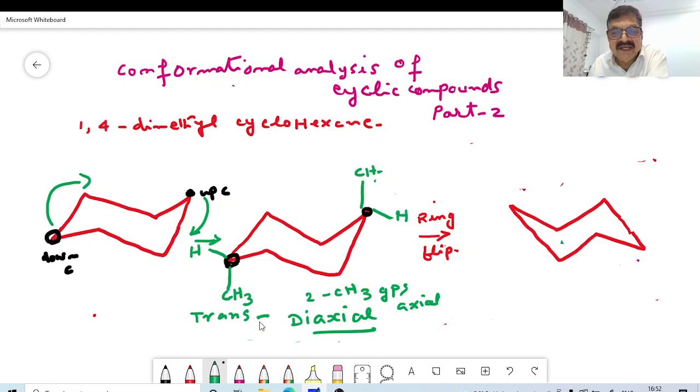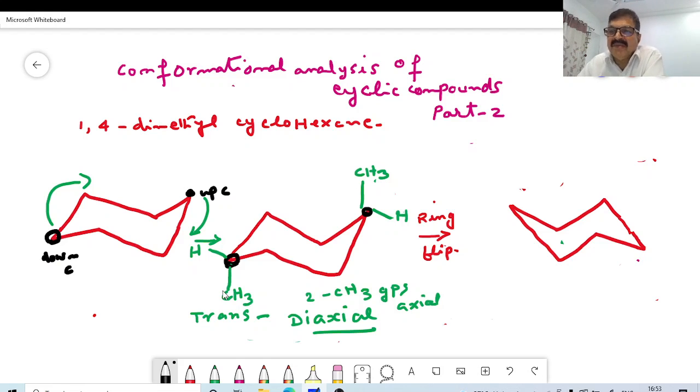Here it is diaxial. So when the ring flips, the diaxial methyl groups will become di-equatorial. This methyl group will become an equatorial methyl group, and the other axial methyl group will become another equatorial methyl group. That will become a di-equatorial conformation. Diaxial conformation will become di-equatorial conformation during ring flipping. Ring flipping converts axial bonds to equatorial bonds and equatorial bonds to axial bonds.